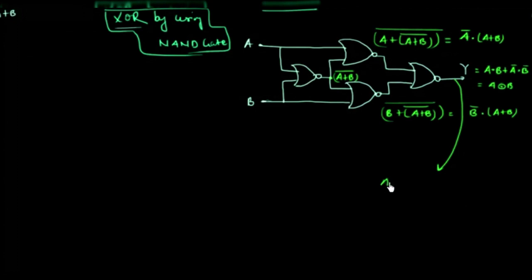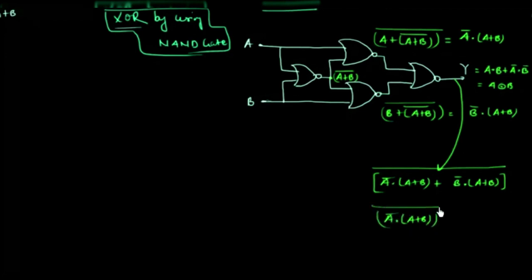So we have A complement and A or B, or B complement and A or B, and then complement of all. Again we will use De Morgan's law, and this will give us A complement and A or B, complement of all, and B complement and A or B and complement of all. Again we will use De Morgan's law, A or B and its complement, and B or A or B and its whole complement.